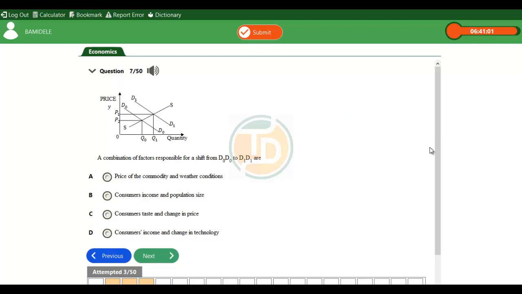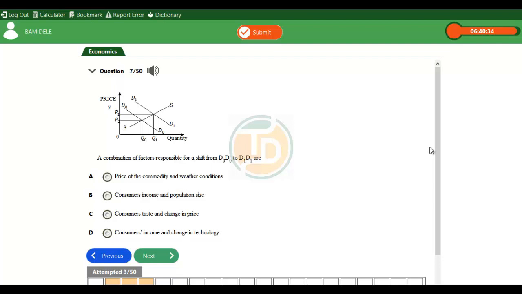And the reason being that it involves price. Price of the commodity cannot bring about change in demand. Other factors that affect demand cause change in demand except price of the commodity. That's why option A and C are totally wrong. So we are left with a correct option and a wrong option. Option B and D. If you look at this answer, option D is wrong.